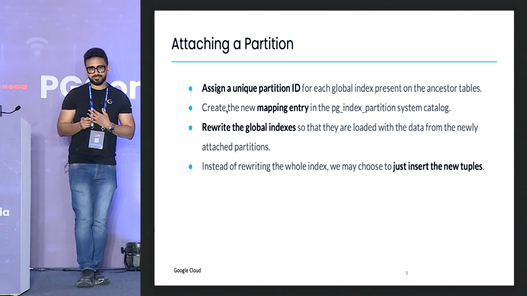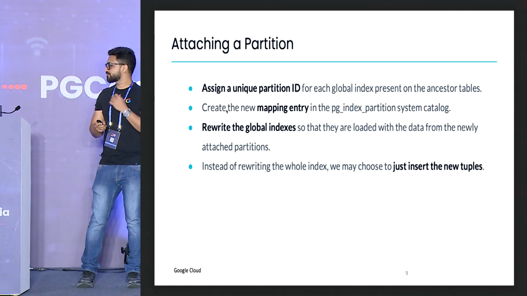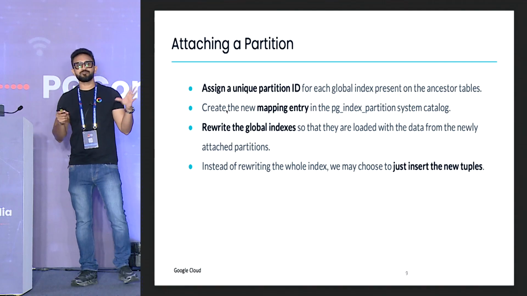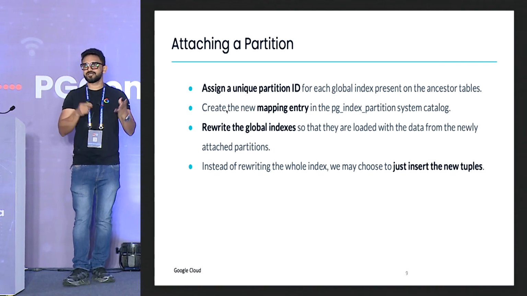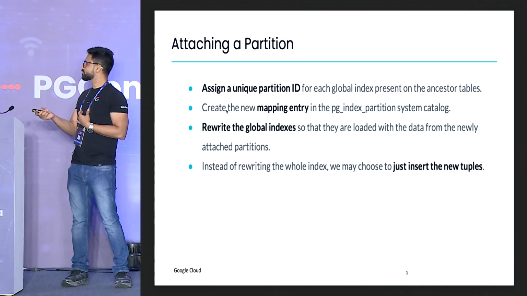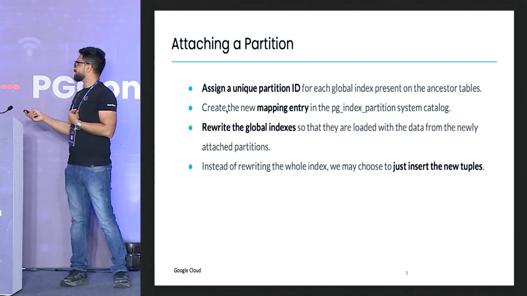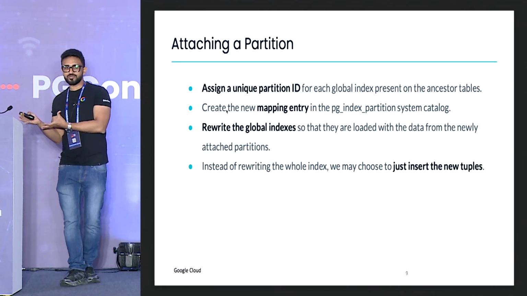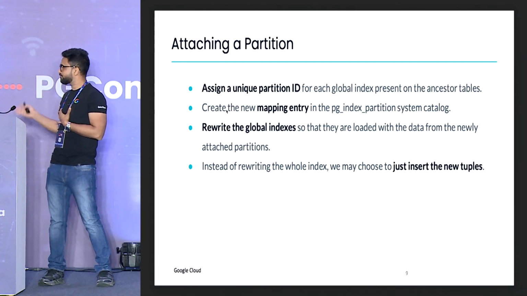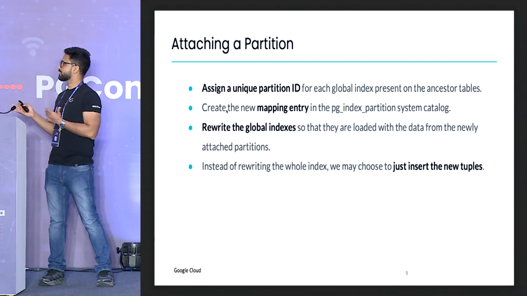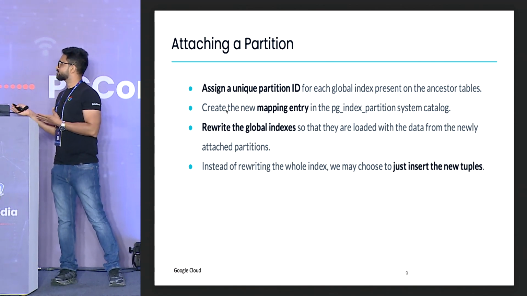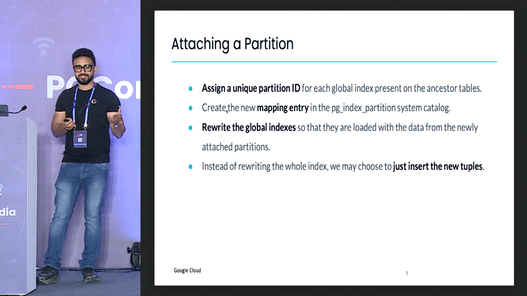But that is again a complicated design decision. If you are attaching a new partition which contains just 1% or 0.1% of the data of the total partition hierarchy, it's fine to insert those new tuples. On the other hand, if you are attaching a whole partition hierarchy which contains 50% of the data of the whole partition table, or whatever is currently there in the global index, inserting those tuples will be very costly, and compared to that, you can just rewrite the global indexes.